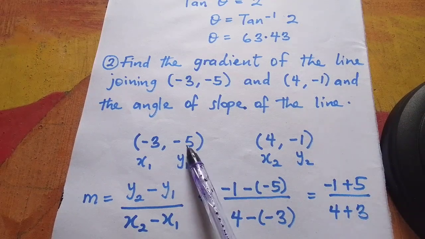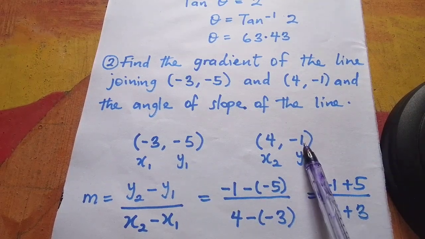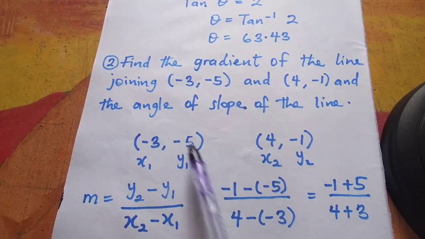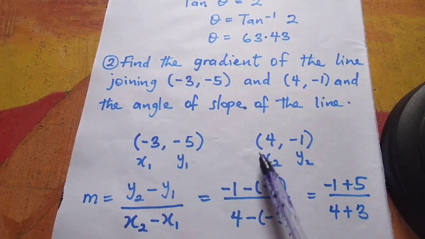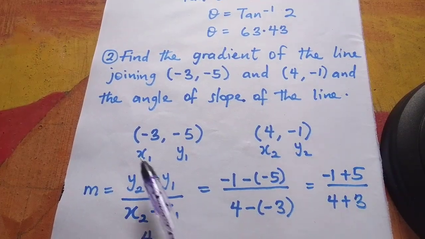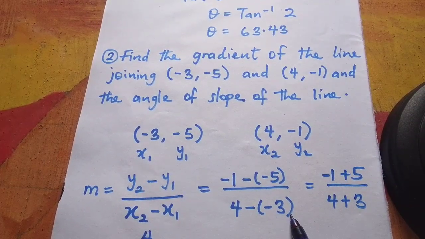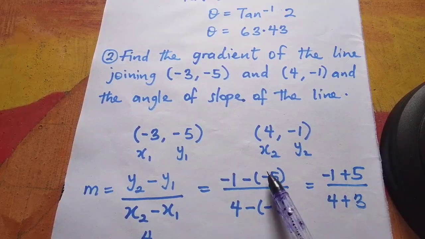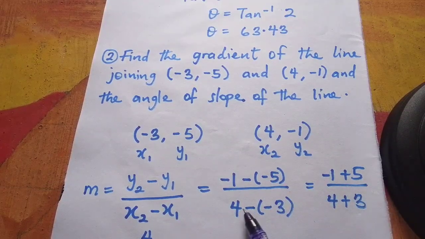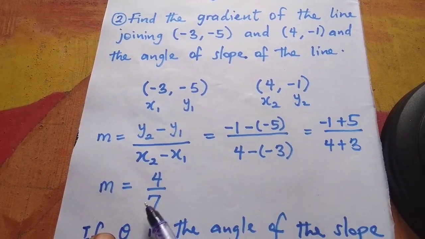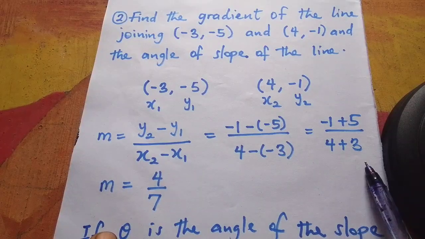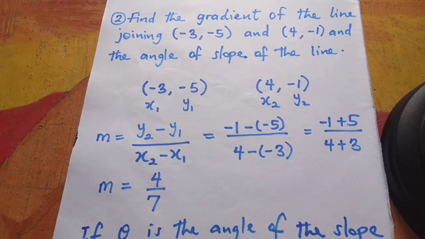Now you will be substituting. Your y2 is -1 minus your y1, which is -5, over your x2, which is 4, minus your x1, which is -3. So -1 minus -5 will give us +4. 4 minus -3 will give us +7. So that means the gradient of that line is 4/7.